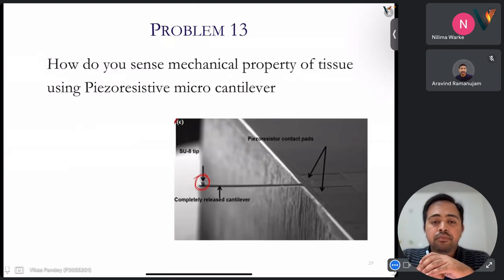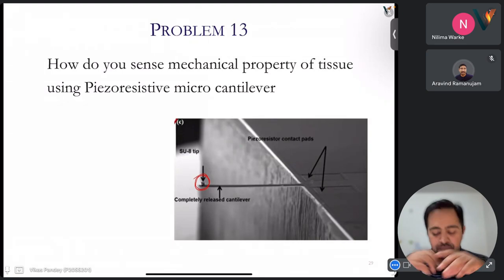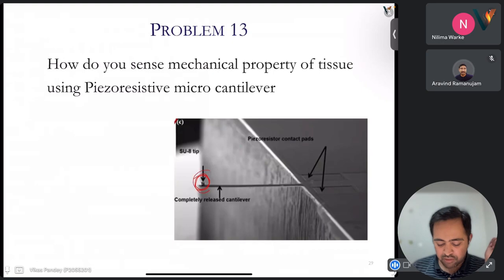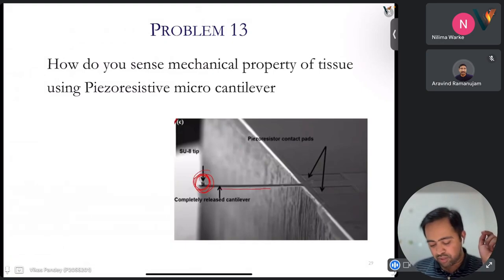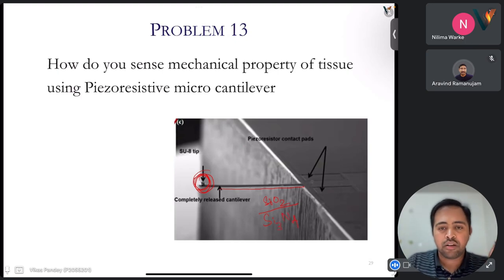Okay. So how do we sense the mechanical property of tissue using this micro cantilever? The SU8 tip we are covering with chrome gold, and this one we are covering with SiO2, and then on top of it we are putting Si3N4, silicon nitride. Clear?